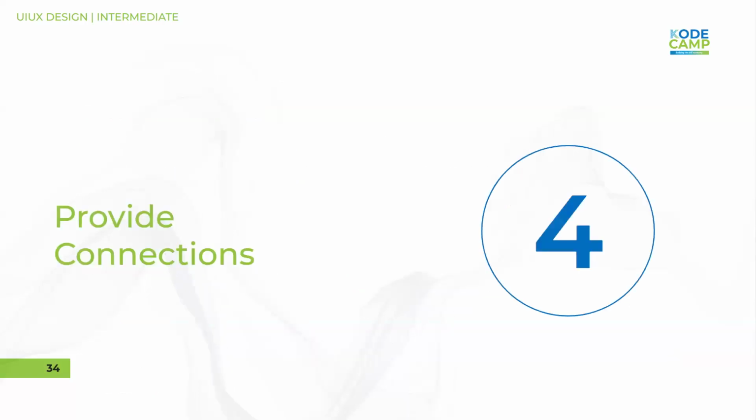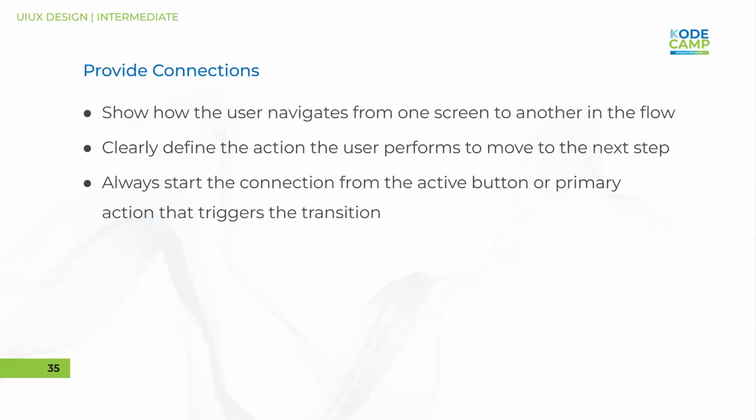So the next step is provide connections. That is, map out the connections. This is when we refer to flow. Show how a user navigates from one screen to another in the flow. Clearly define the action the user performs to move to the next step. Always start the connection from the active button or primary action that triggers the transition.